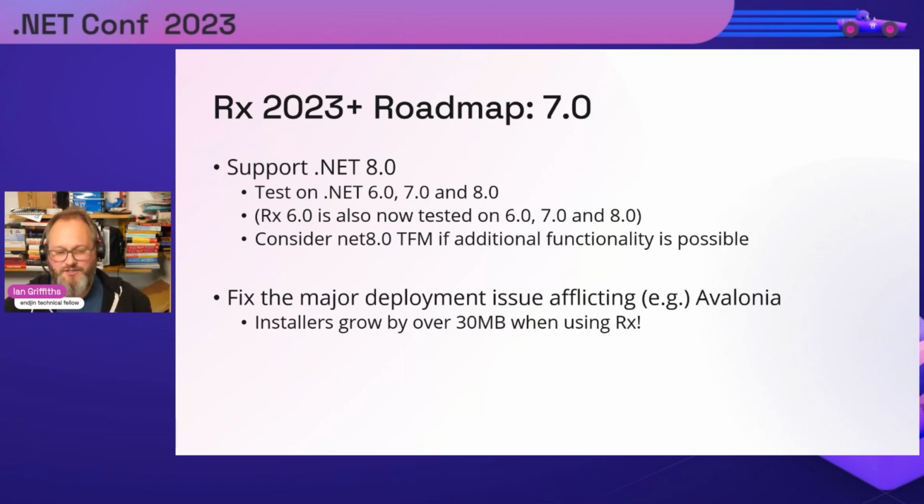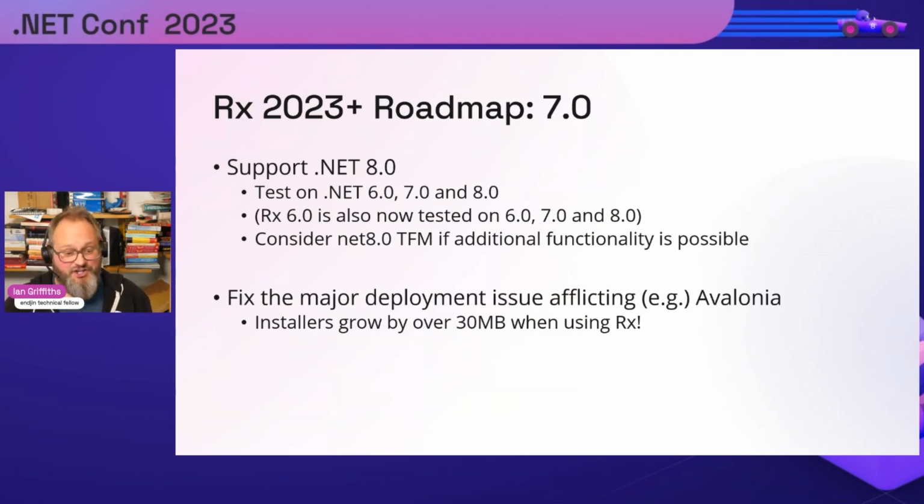What we might do with the next version of RX is add a .NET 8.0 target framework moniker if there's anything that we want to do that can take advantage of .NET 8 that won't work on older versions. We don't yet have anything identified for that, but it's something we're open to doing. So if it looks like there's a way we can make RX better by building a .NET 8 specific version, then we'll do that. But if not, it'll work the same way RX 6 does. It'll be fully supported on .NET 8.